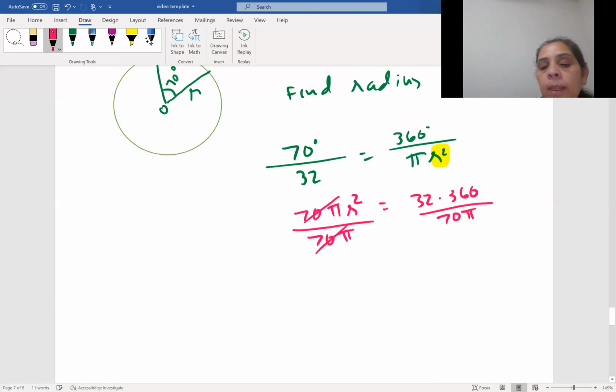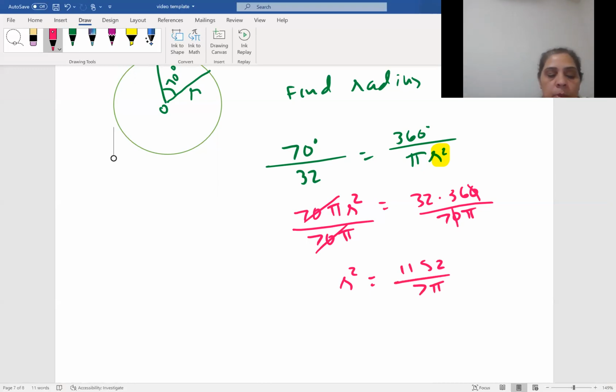So you can cancel this. Now what is left over is we can reduce this. See 0 and 0. We have r square equal, we can use calculator for this. We can do 32 times 36 is 1152 over 7 pi. So we have 7 times pi is 22. So you do 1152 divided by 22 is 52 point. Let me do one more time. Its answer is r square is 52.4.